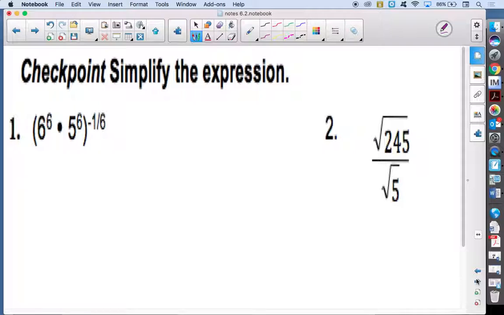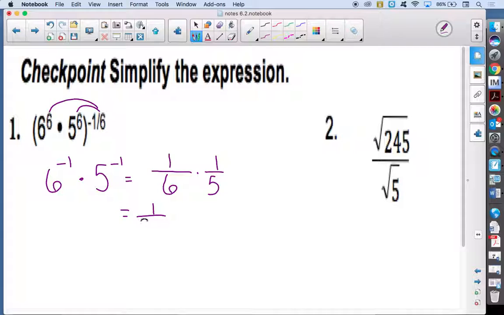Aaron, how'd you start number 1? I distributed the negative 1/6 to the... Okay, so that gives you then 6 to the negative 1 and 5 to the negative 1. Then what'd you do? Then I put them under 1. So we have 1/6 and 1/5, which becomes 1 over 30. Did anybody solve it differently?